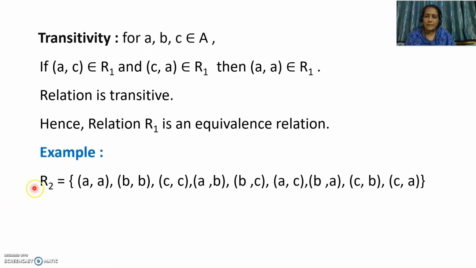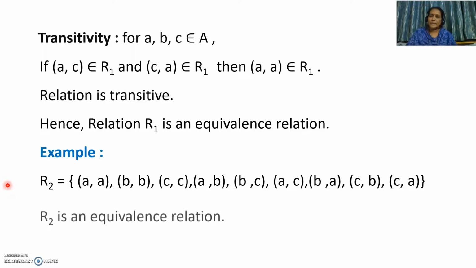If we take another example, let A be any set consisting of elements a, b, c and R2 is defined on set A as (a,a), (b,b), (c,c), (a,b), (b,c), (a,c), (b,a), (c,b) and (c,a) are elements of R2. We have to check whether the relation is equivalence or not. If we solve this example, then we see that the relation is reflexive, symmetric and transitive. Therefore, it is an equivalence relation.